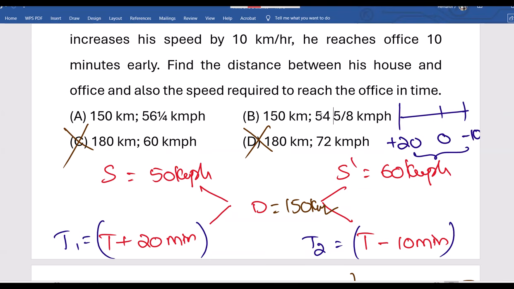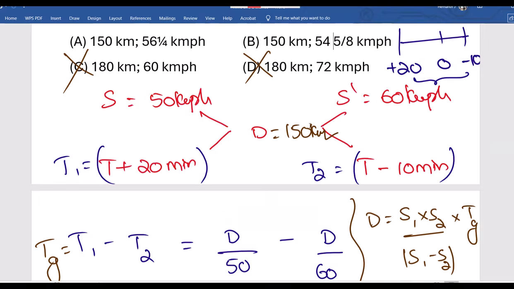You know the correct time is 2 hours 40 minutes, and you know the distance is 150. Can you calculate speed now? Here you can calculate: 50 kilometers per hour, 150 kilometers requires 3 hours. 3 hours is 20 minutes more than the correct time, which means the correct time to travel is 2 hours 40 minutes. Generally in exams they'll ask only the distance between home and office. But here, to cover more questions from the given data, they ask that point also.